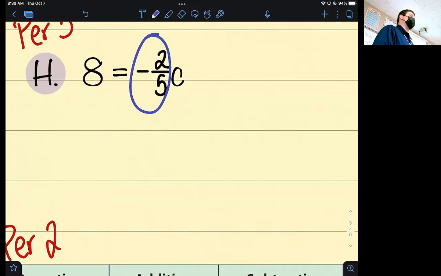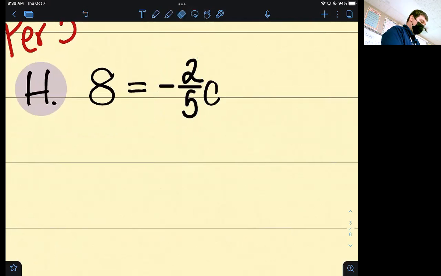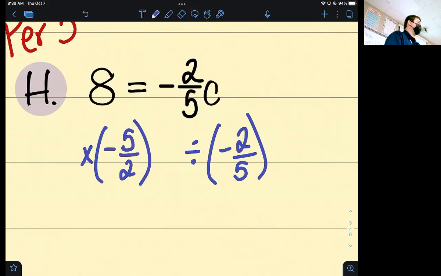What is this fraction doing to the C? It's squeezed next to it like that. It's multiplying. What's the inverse of multiplication? Division. So what's confusing to people about this problem is that on one side, I'm putting divide by negative 2/5, but on the other side, I'm not writing that. On the other side, I'm putting times by negative 5/2. Now, why am I doing that?